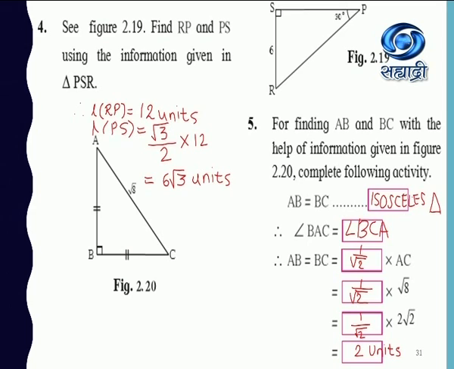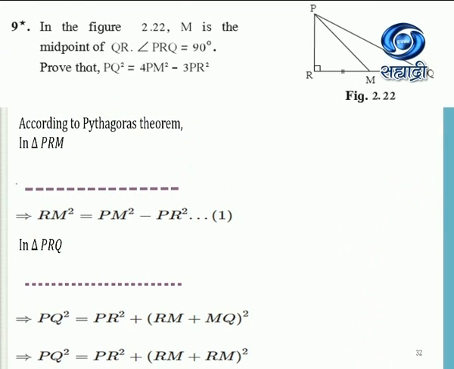Root 8 can be written as 2 root 2, because 8 is equal to 4 times 2, and 4 is the square of 2. So 2 comes out. 2 root 2. Root 2 gets cancelled. 2 ones are 2. 2 units is the answer. AB is equal to 2 units and BC is equal to 2 units. I hope here we have used both the properties of 30 60 90 and 45 45 90 and you have understood that. Next is the star mark question.